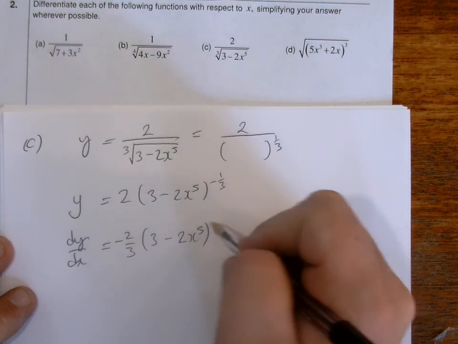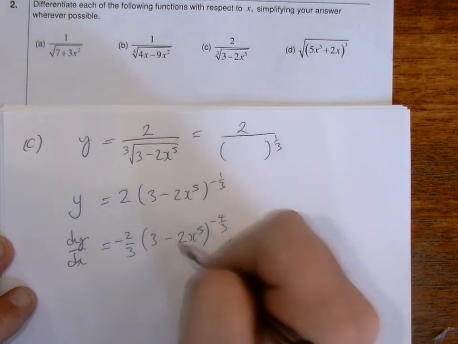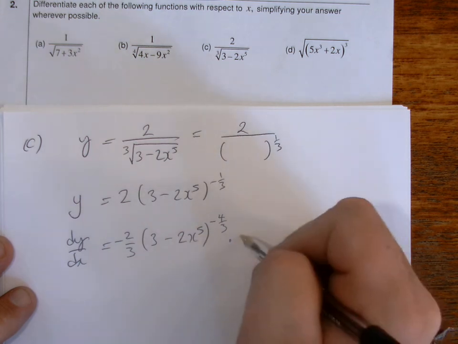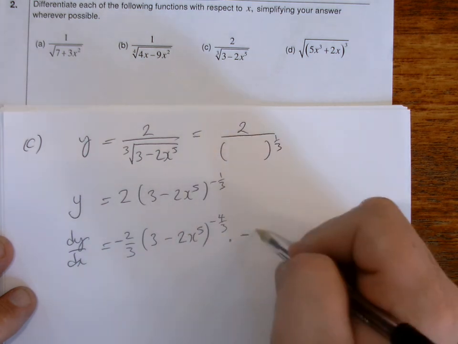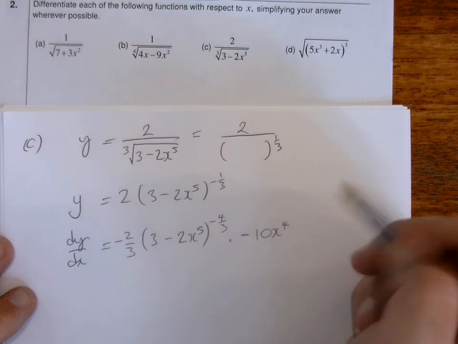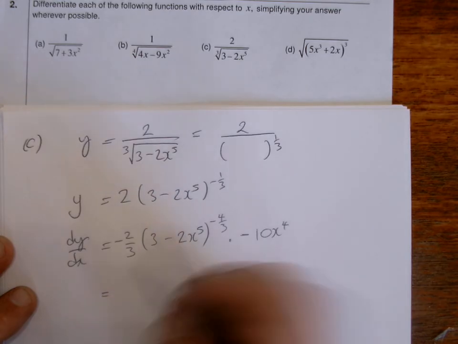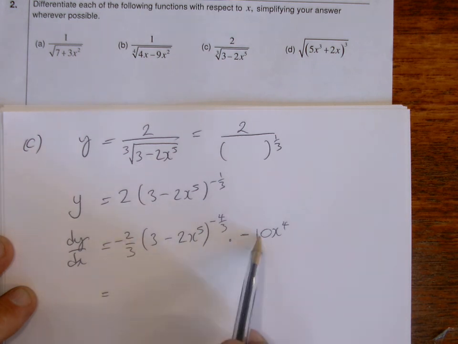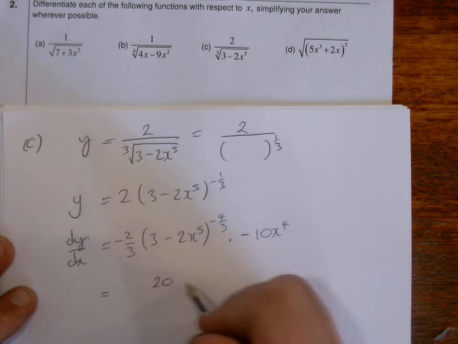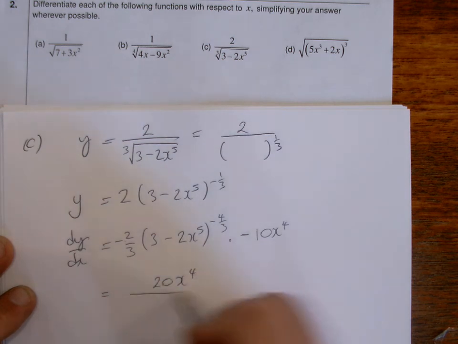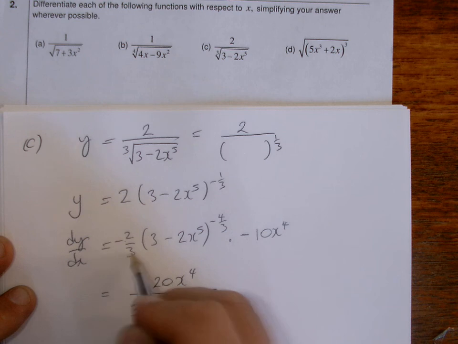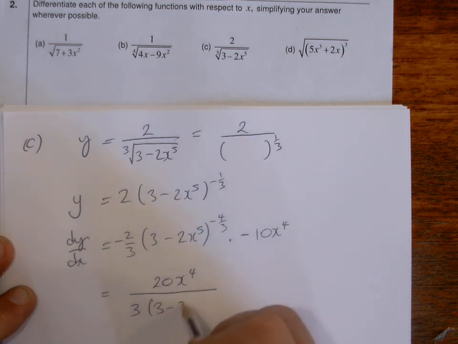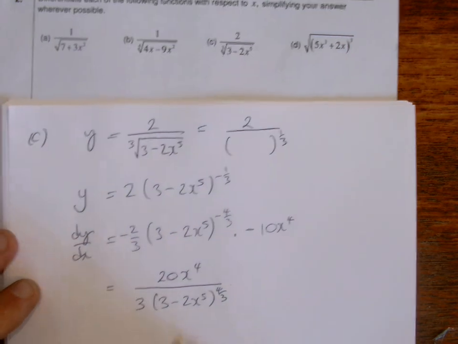Take away 1 from that, you get minus 4/3, and then times by the derivative in there, which is minus, bring the 5 down, minus 10x to the power 4. So we end up having, well, notice here you've got a minus, and a minus makes a plus. 2 on top times 10 is 20, so 20x to the power 4 on top. On bottom you've got the 3 there, this bracket then, power positive 4/3 when you take it down.